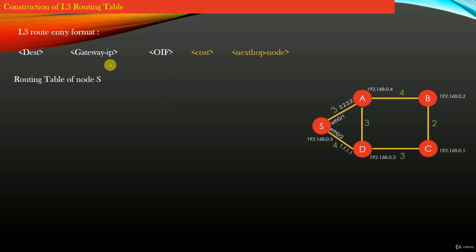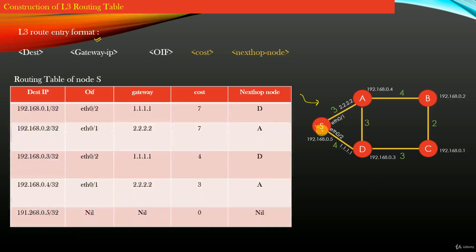So guys, now let us understand the format of a typical layer 3 routing table entry. Many of you are already aware of what constitutes a layer 3 routing table entry, but anyway we are going to cover this again for the sake of completeness. Now you can see that we have a sample network topology here, and I am going to show you the routing table of the node S. The routing table of the node S would contain routing table entries such that S would know how to reach every other device in the topology.